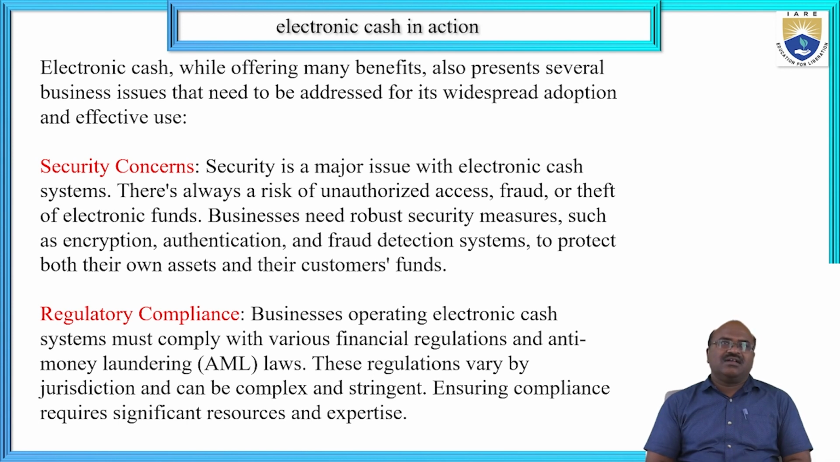And the other one is regulatory compliance. What is meant by regulatory compliance? Businesses operating electronic cash systems must comply with various financial regulations and anti-money laundering (AML) laws. Different types of laws exist for financial institutions; we can identify problems, and based on those problems, the required laws and regulations are created.